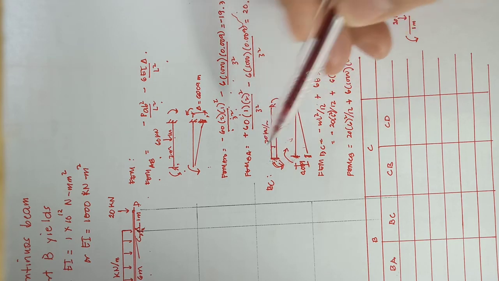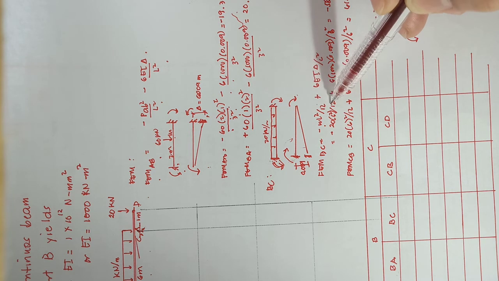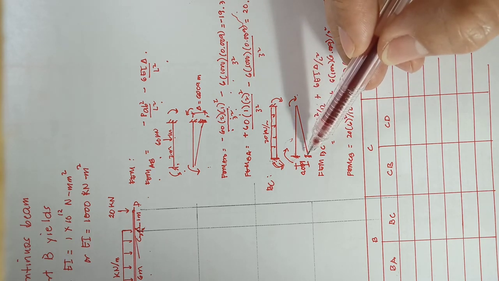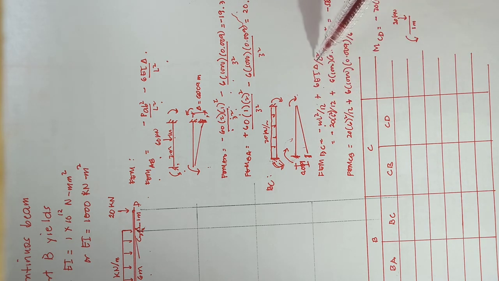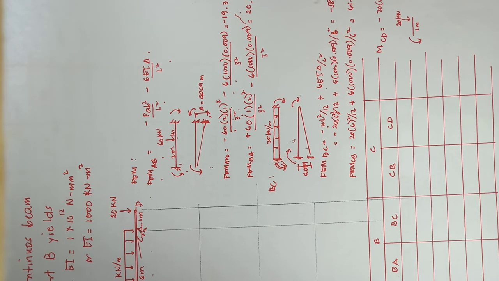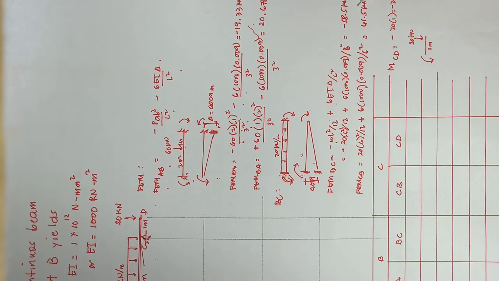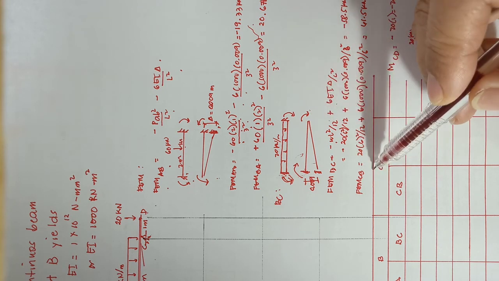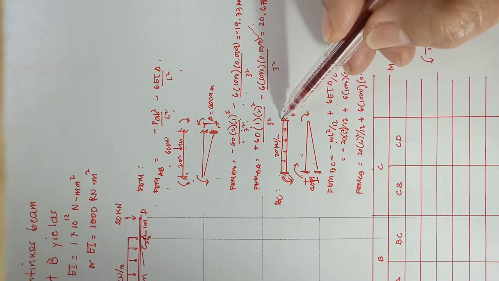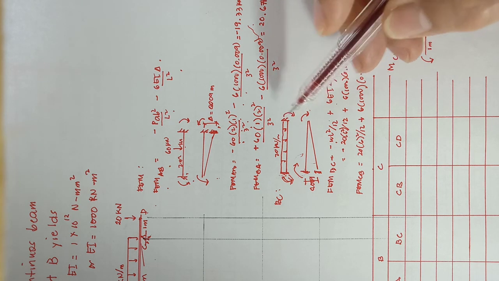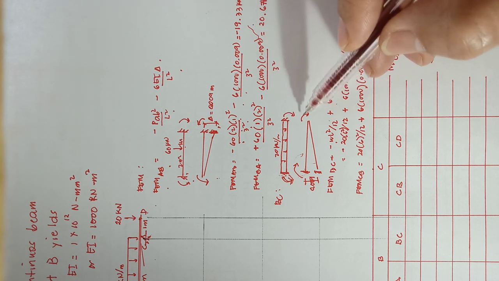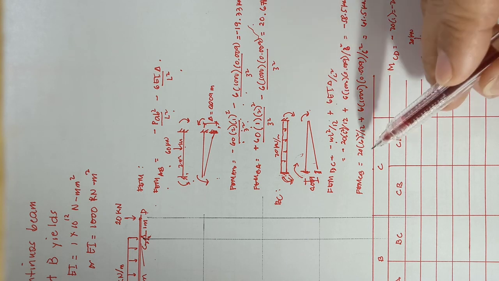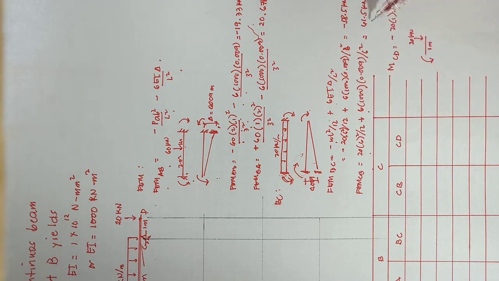So due to the load that is minus WL squared over 12, and due to the settlement that is positive 6EI delta over L squared. Substituting the values, you will have your moment equal to negative 58.5. And for the right end, from CB, due to the load that is clockwise, so positive, and due to the settlement that is also clockwise, so positive. So you add the two, and that would equal 61.5 kilonewton meter.